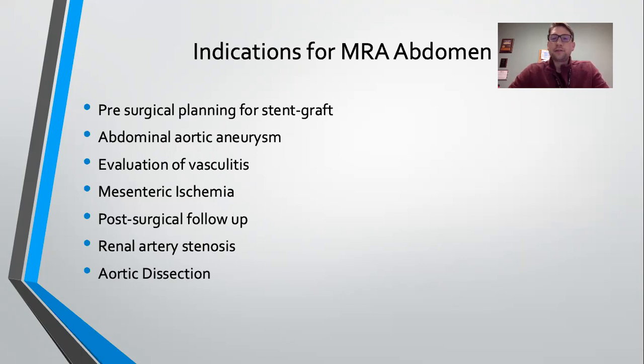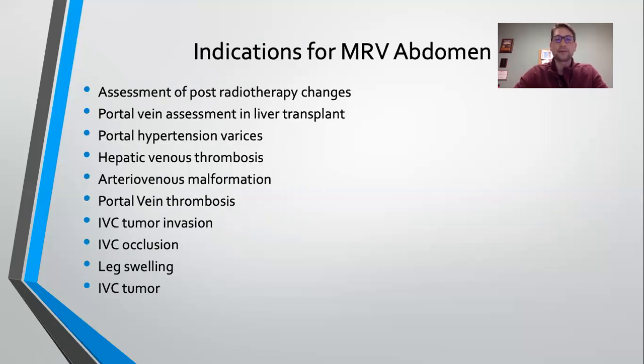All right, moving on to MRA of the abdomen. So some indications: pre-surgical planning for stent graft, abdominal aortic aneurysm (AAA), evaluation of vasculitis, mesenteric ischemia, post-op surgical, renal artery stenosis, or aortic dissection. So that's a big one. If you see any type of aortic dissection, make sure to notify your radiologist, because that could potentially be deadly within seconds.